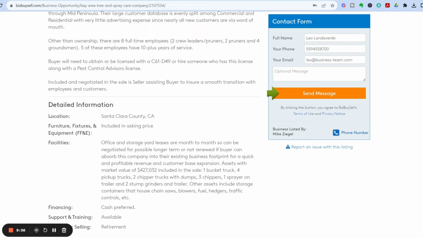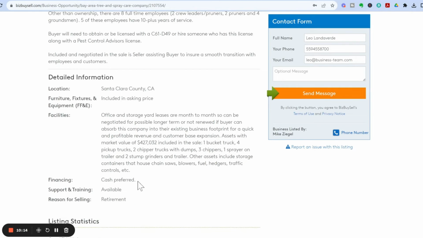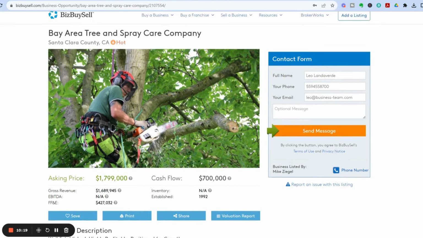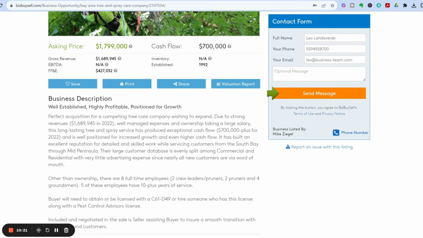Office and storage area leases are month to month, so they can be negotiated for a possible longer term. Assets with market value. Well, I don't know what they mean by market value. It really depends on the depreciation schedule, and we wouldn't really buy them based on that because they're incidental to the purchase of the cash flow. So, fine. Financing cash preferred. Well, has this been pre-approved by an SBA lender? No. So it's worth pursuing.